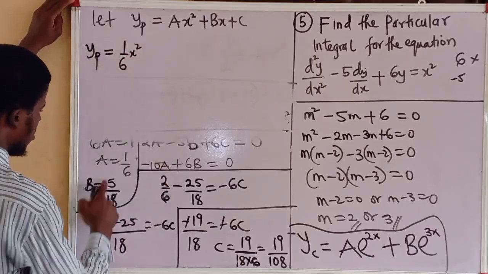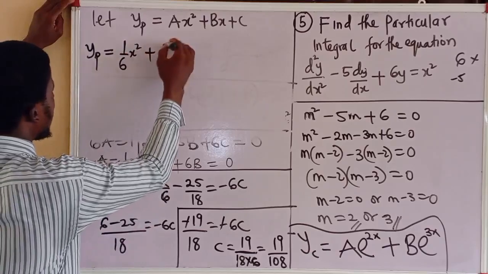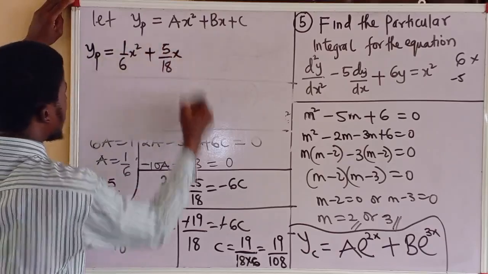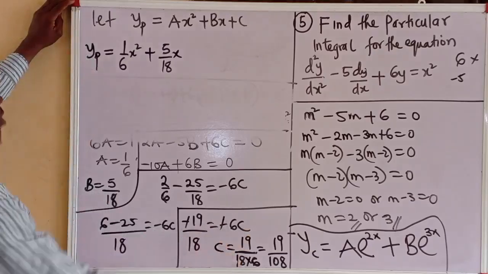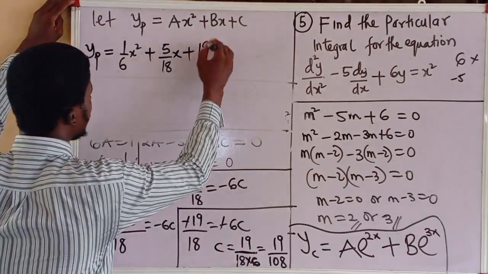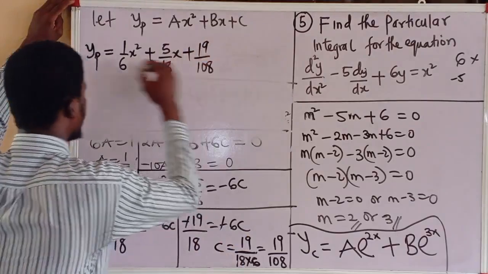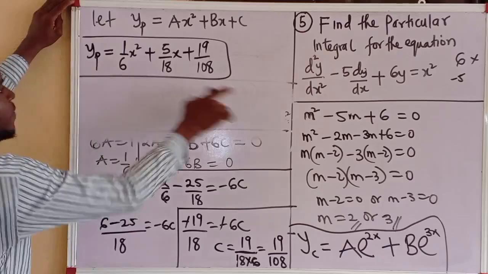What's b? 5 over 18. And what's c? 19 over 108. This is the particular integral for this differential equation.